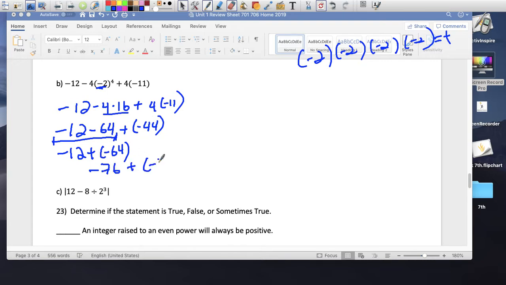Plus that negative 44, which I can just bring down. So now I have a negative plus another negative, so it's all friends. So the answer is going to be negative, and that's going to give me 120. So negative 120.